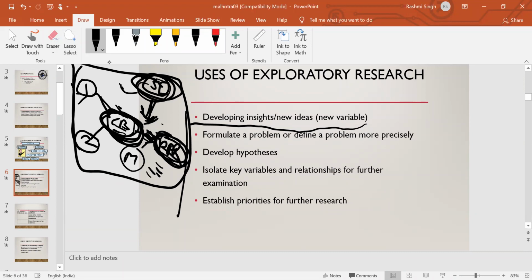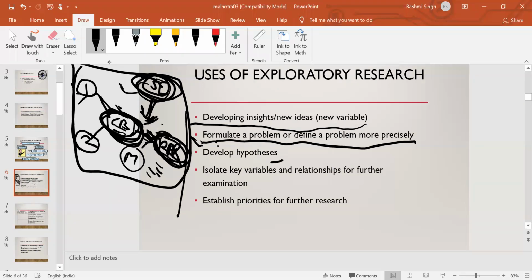Second is to formulate a problem or define your problem more precisely. That is also exploratory research. As I said, when your problem is very unstructured or very loosely defined, firstly you want to understand your problem. So in that case also you will perform a certain kind of exploratory research.